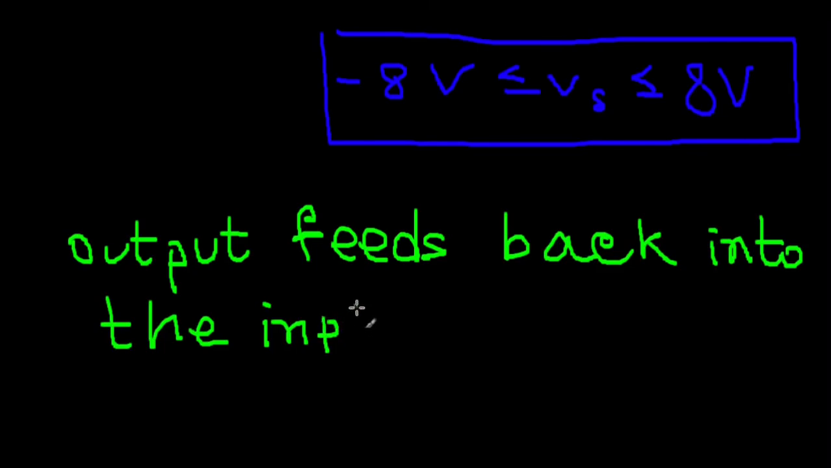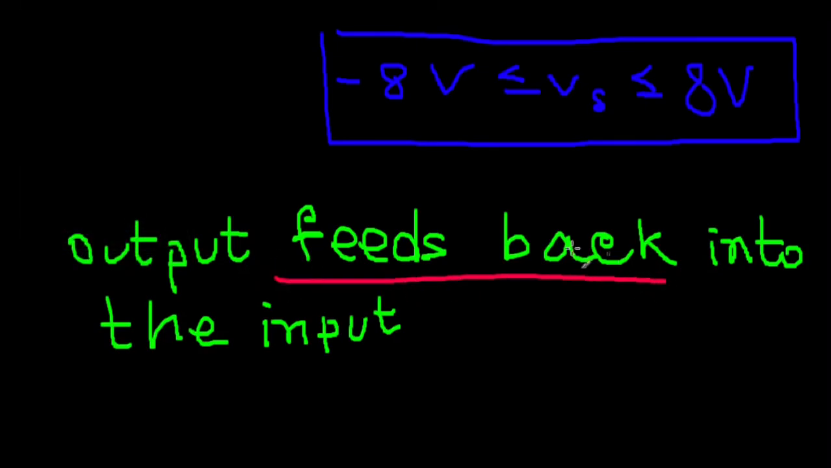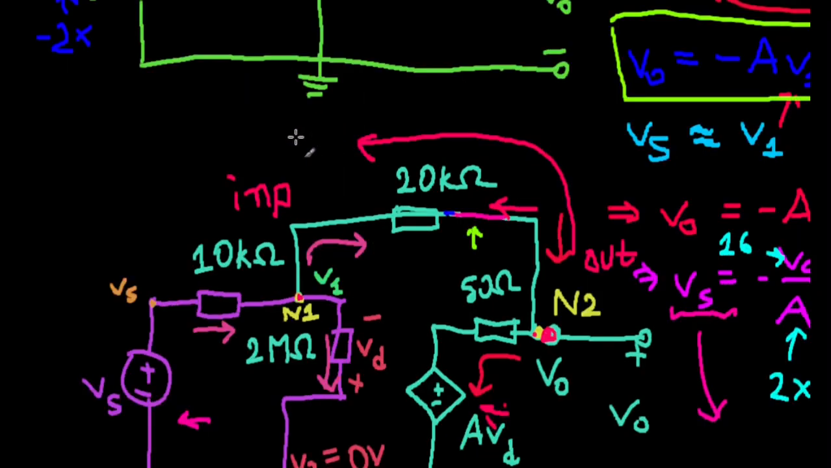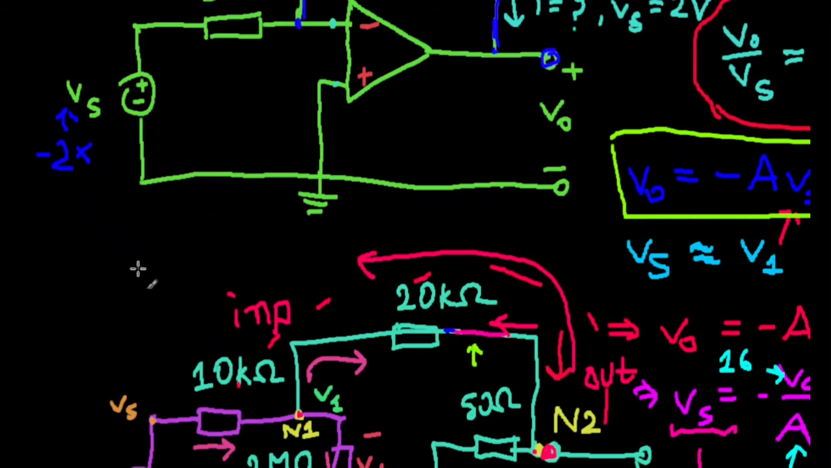This is the part that we care about, this feeds back part. The output feeds back into the input. That's why this mechanism is called feedback. And this loop right here, mainly this one, is called a feedback loop. I think the naming is pretty obvious. This is called a feedback loop.